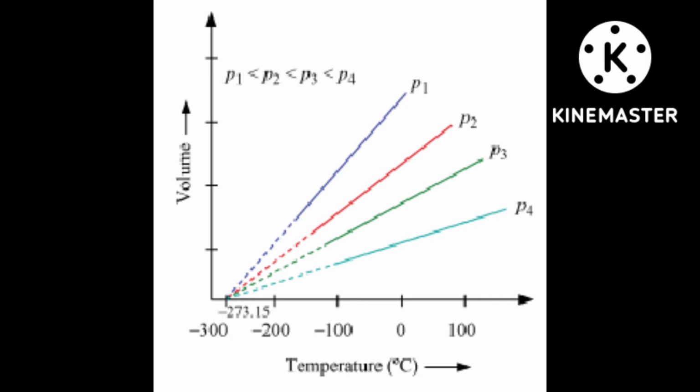I already told you, each line of the volume versus temperature graph is called an isobar. This is a new term for you. Each line means the pressure is constant. When pressure is constant and you have drawn the graph of volume versus temperature, each line is called an isobar. In the case of Boyle's law, when temperature was constant, each line was called what? Isotherm. Now here it is called isobar.